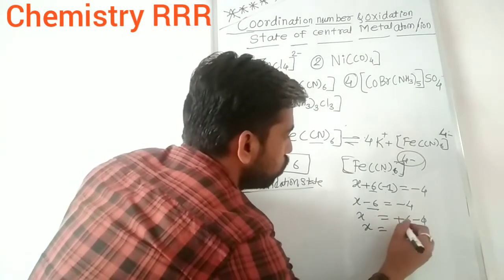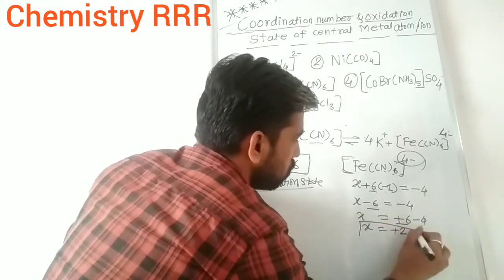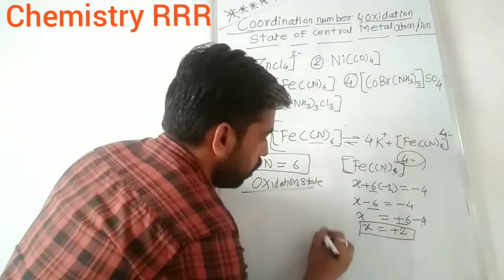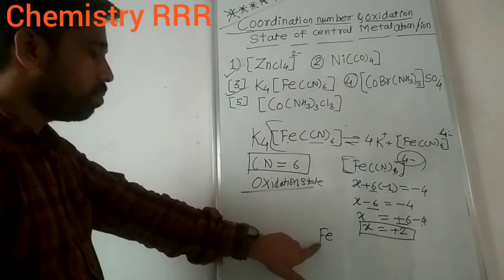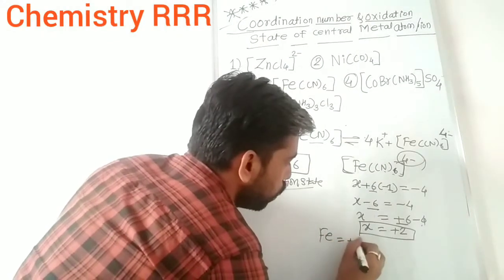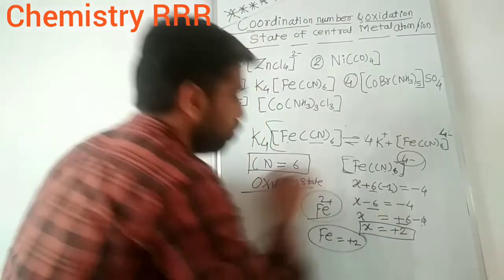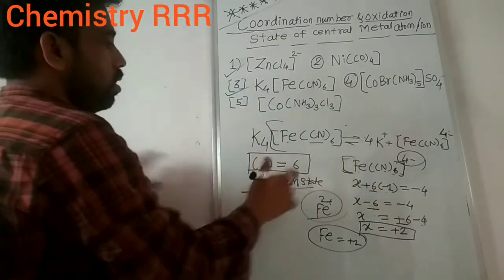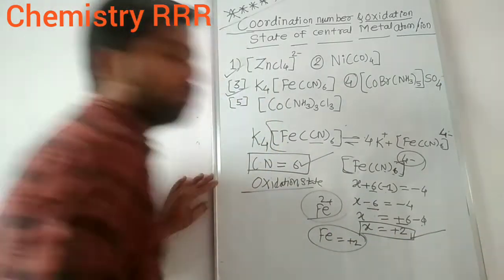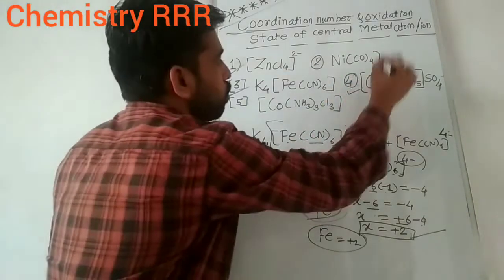So X is equal to +6 -4, that is +2. X means Fe, that is iron, the central metal atom. So Fe is in the +2 oxidation state, or simply we can write Fe2+. So in this complex, the coordination number is 6 and the oxidation state of the central metal atom is +2. Understand? Now let's solve the next example.